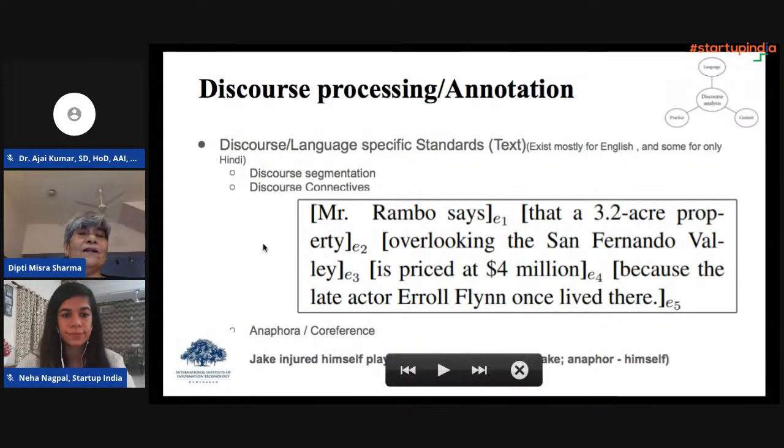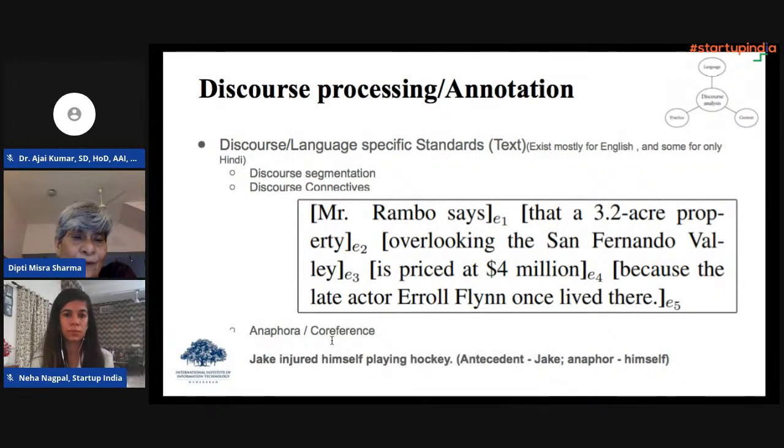So at the discourse level, if you take the entire thing, then there are standards for Hindi. Some corpus is available, and for Urdu, smaller in size. For Hindi, not very large, but available. And for this, again, Penn Discourse standards have been used for Hindi also. Another important component at discourse level is co-reference or anaphora. And for resolving this, there are some methods and annotation labels which are available.